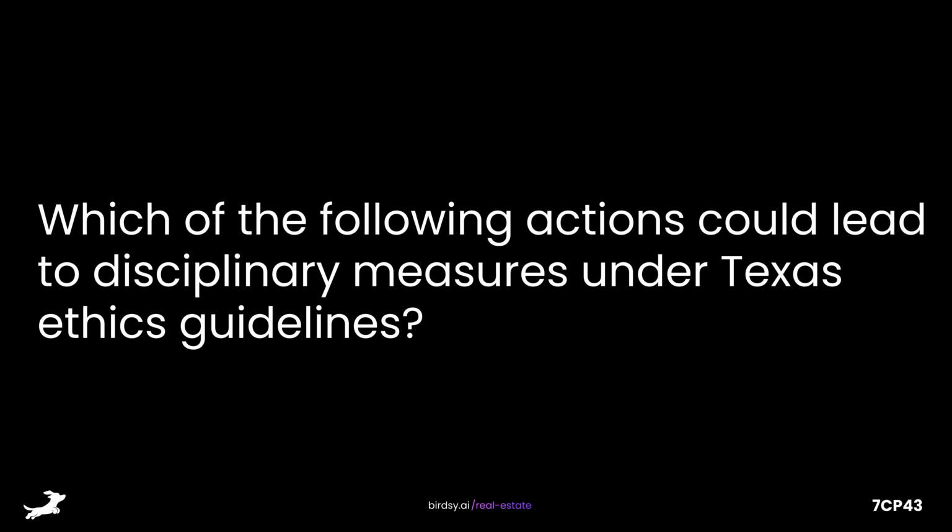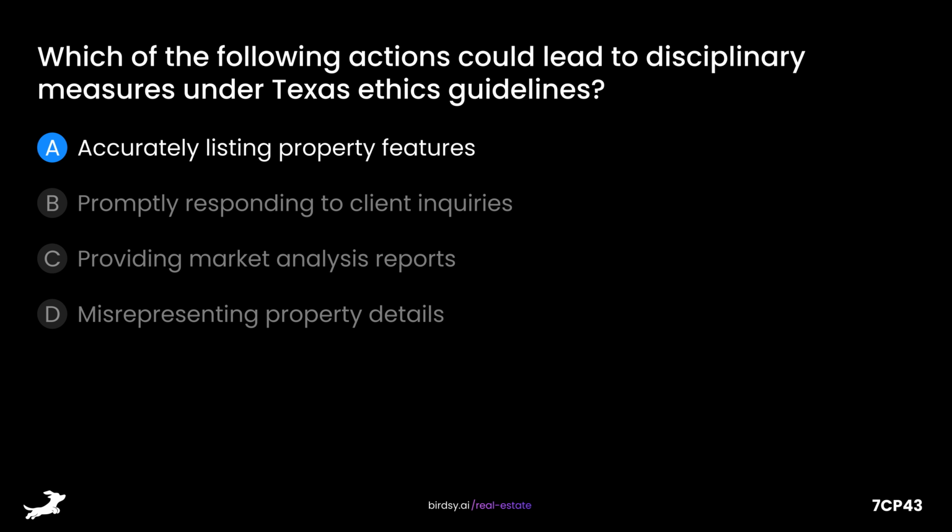Which of the following actions could lead to disciplinary measures under Texas ethics guidelines? Is it A, accurately listing property features, B, promptly responding to client inquiries, C, providing market analysis reports, or D, misrepresenting property details? The answer is D, misrepresenting property details.